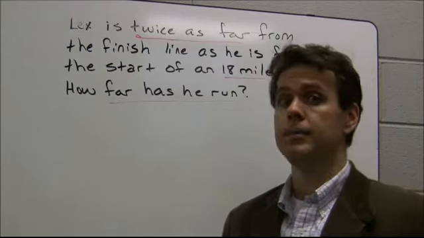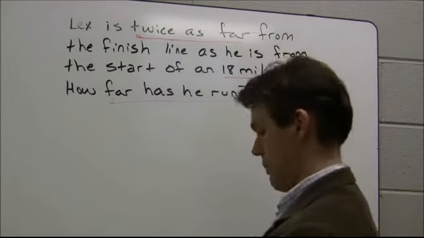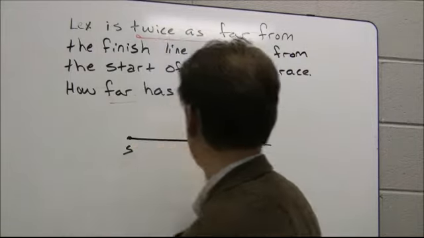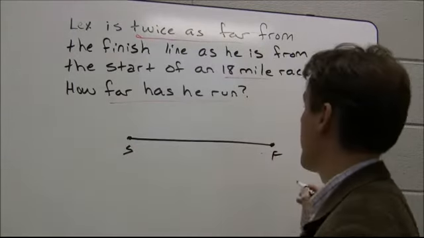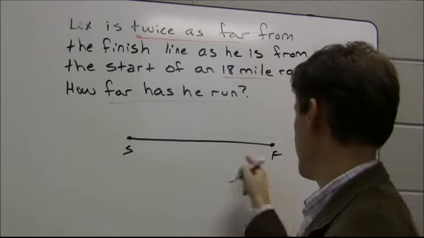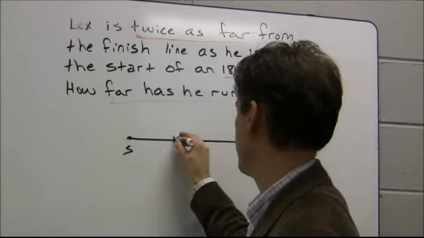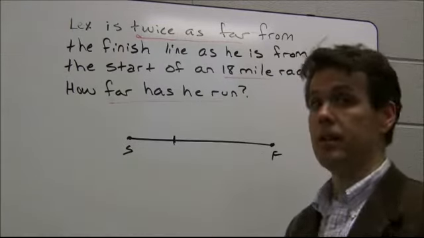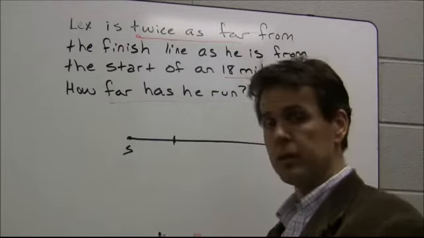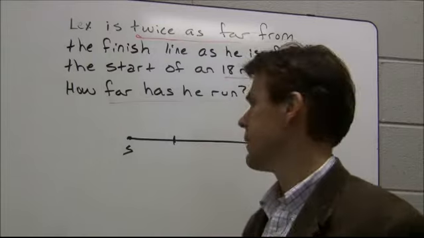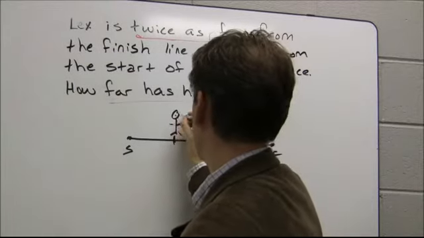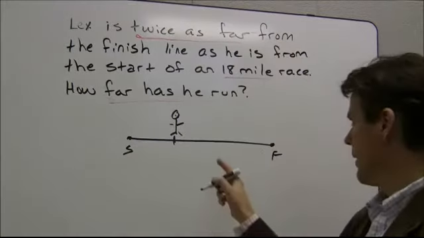It's helpful many times to draw a picture of these. So I'm going to draw a picture. Okay, so we'll call that the start and that the finish. And Lex is twice as far from the finish line. So if he's twice as far from the finish line, it means he's closer to the start. So we'll just, somewhere around in there. It doesn't have to be perfect at all. We're just kind of drawing a sketch. We wouldn't want to put it closer to here because our final answer, when we get it, we want it to make sense, right? And so here's Lex. There he is. And he's running away.